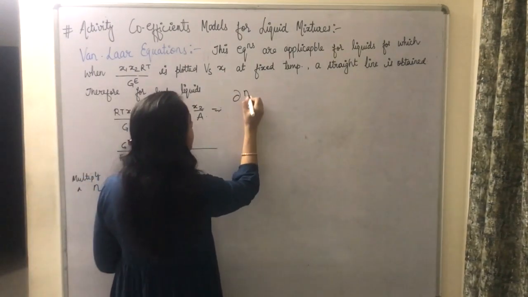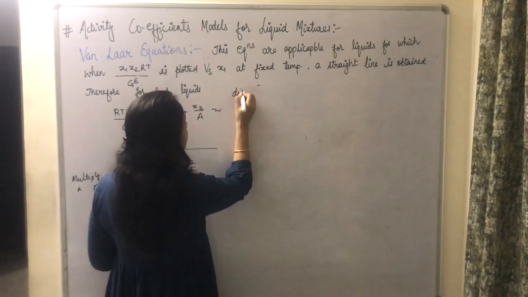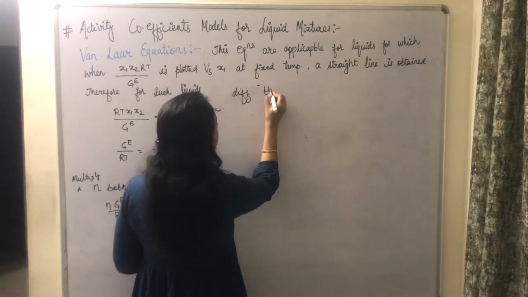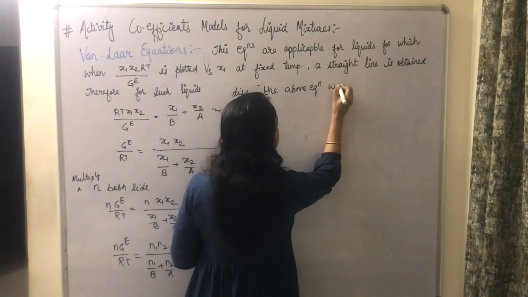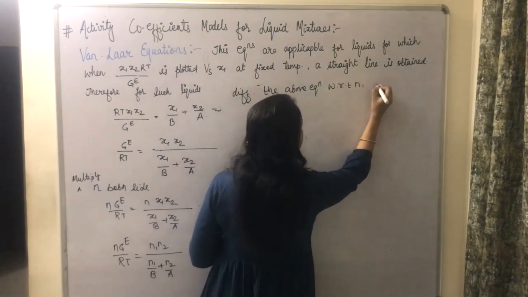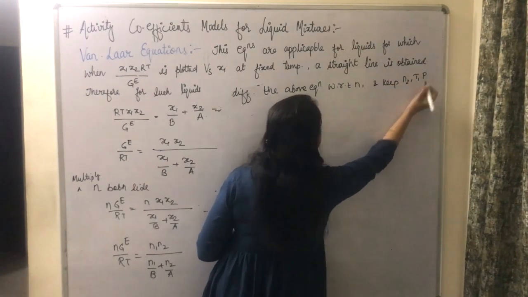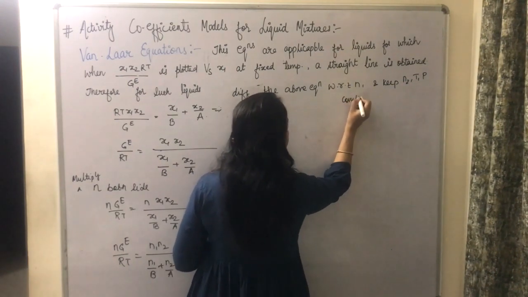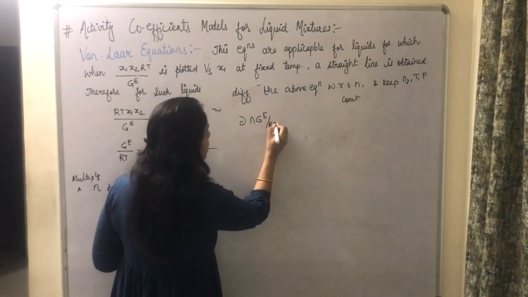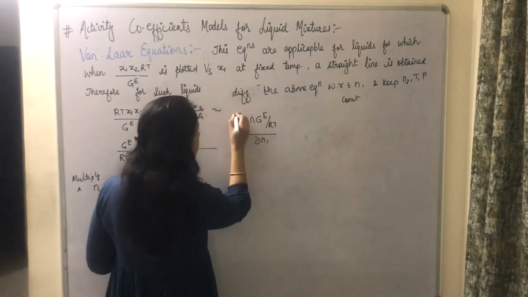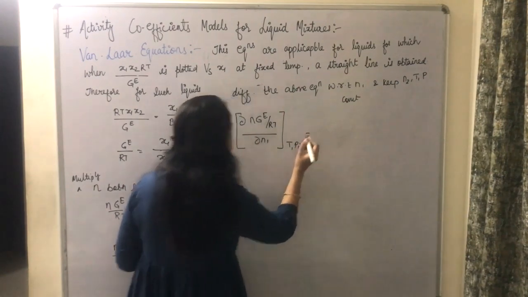So ∂nGE upon... or just write down, differentiate the above equation with respect to n1 and keep n2, temperature and pressure constant. So ∂(nGE/RT)/∂n1, at temperature, pressure and n2 constant.